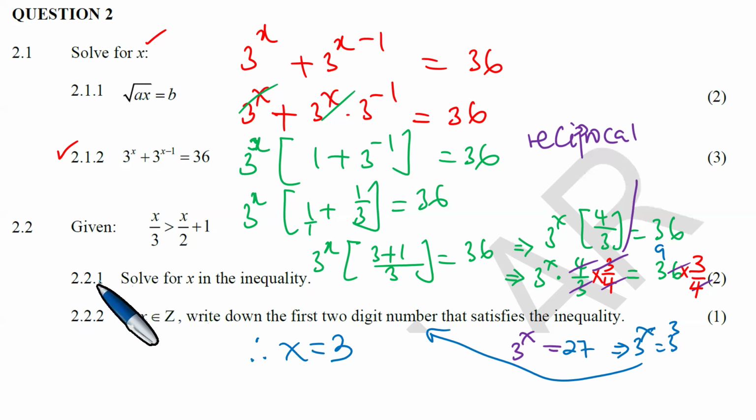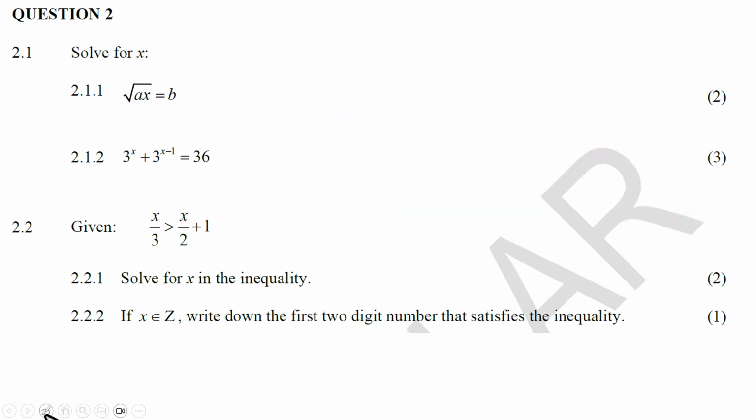The next question is this one, 2.2.1. It says solve for x in the inequality. This giant question has some less than, greater than, and x an element of z, very scary things. What kind of an animal is this? If you look at 2.2.1, x over 3 is bigger than x over 2 plus 1. What do we do here?